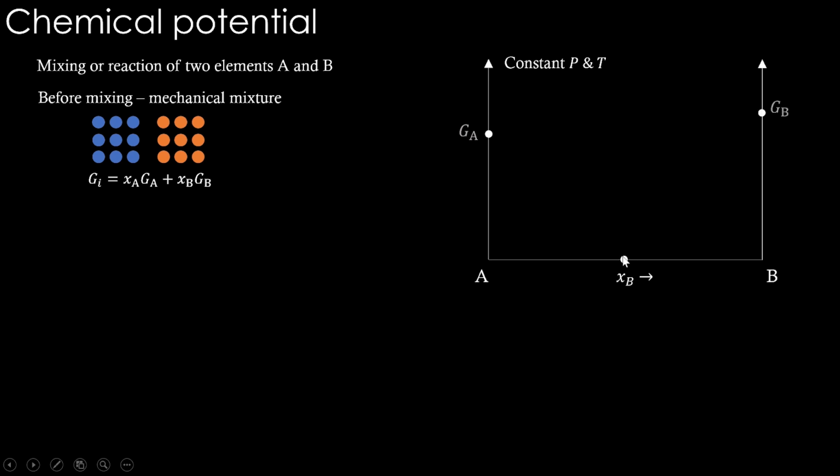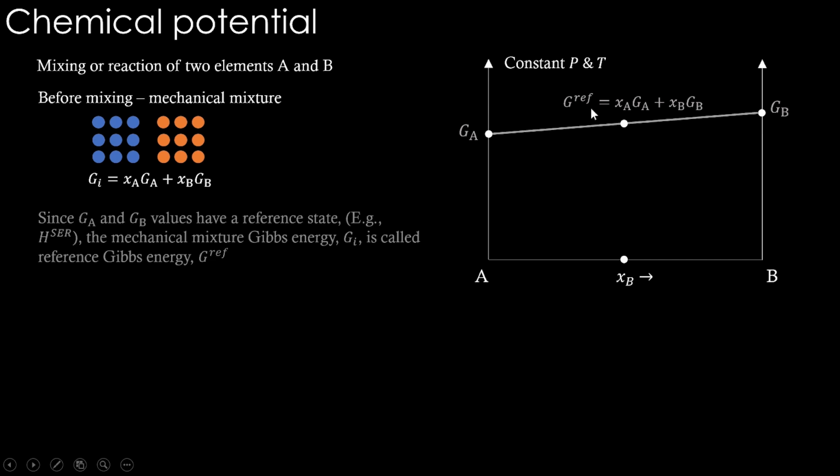And for a chosen composition, let's say 0.5 mole fraction of B, we are going to have the reference state Gibbs energy lying on this line. This is the rule of mixture line. So this is a reference Gibbs energy. Since G_A and G_B values have a reference state, for example H_SER, meaning the enthalpy at 298 is 0, in that way the mechanical mixture Gibbs energy G_I is called a reference state Gibbs energy. It's nothing new, we have seen this in the last class.